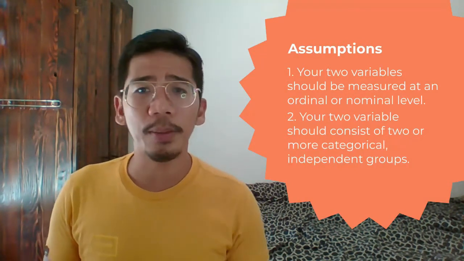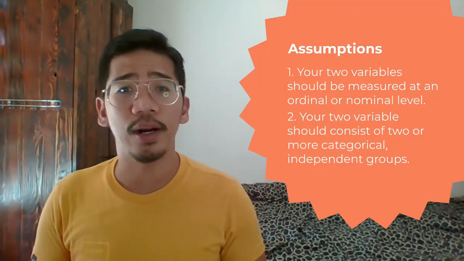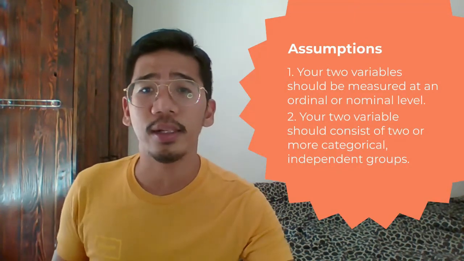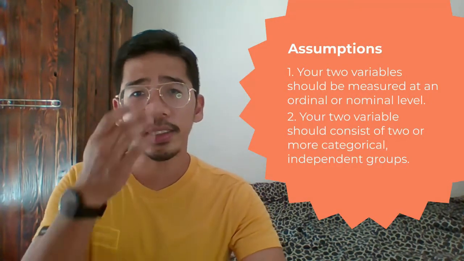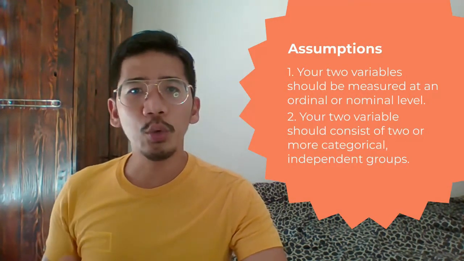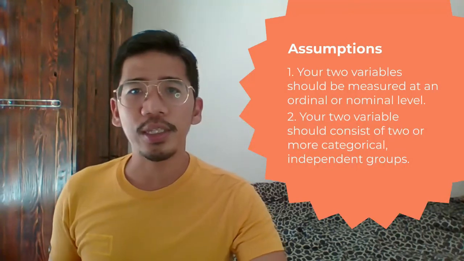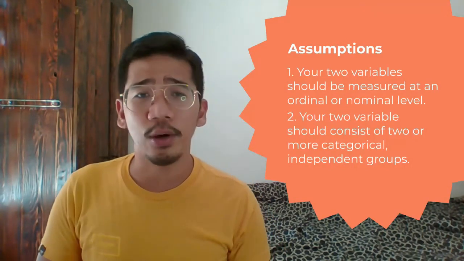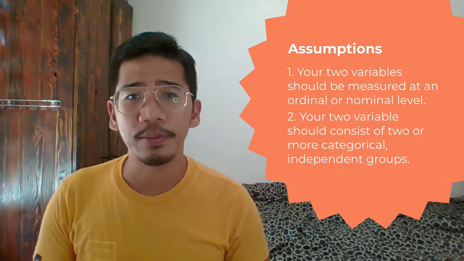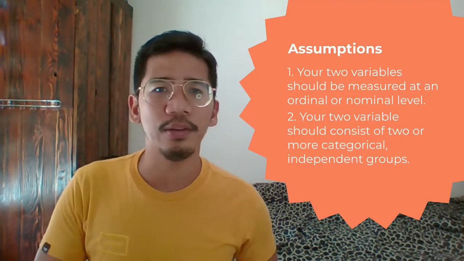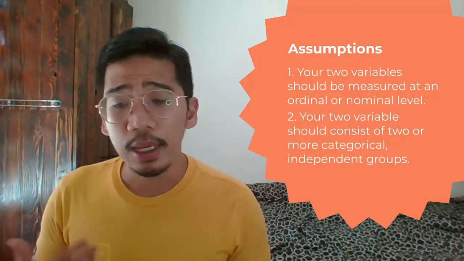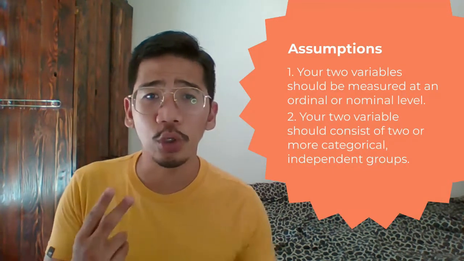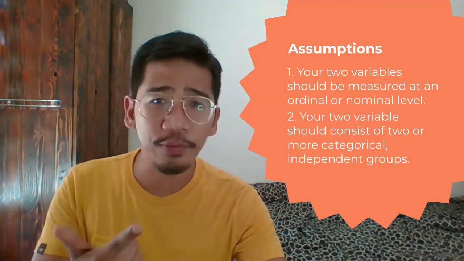You can learn more about ordinal and nominal variables in the video entitled Easy Peasy Research Methods. The second assumption is that your two variables should consist of two or more categorical independent groups. Example independent variables that meet this criterion include sex, which has two groups. You have males and females.